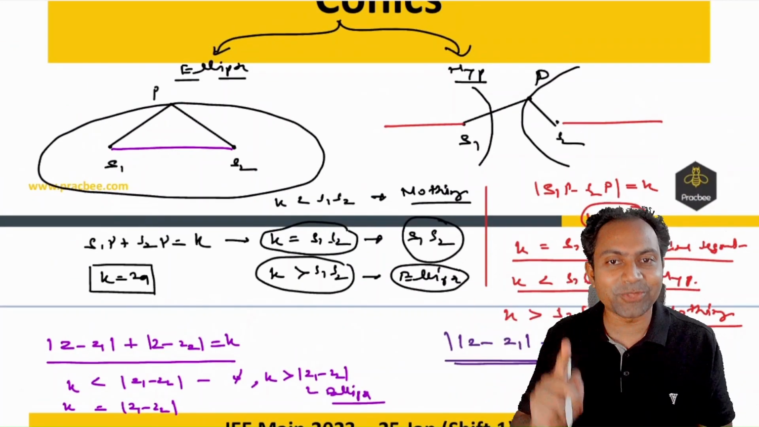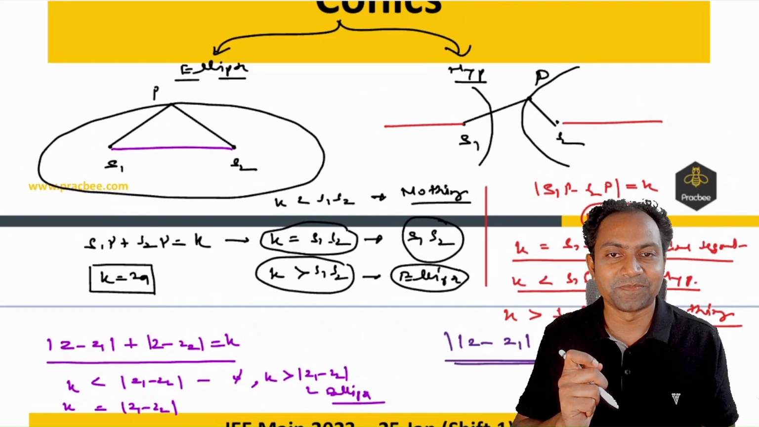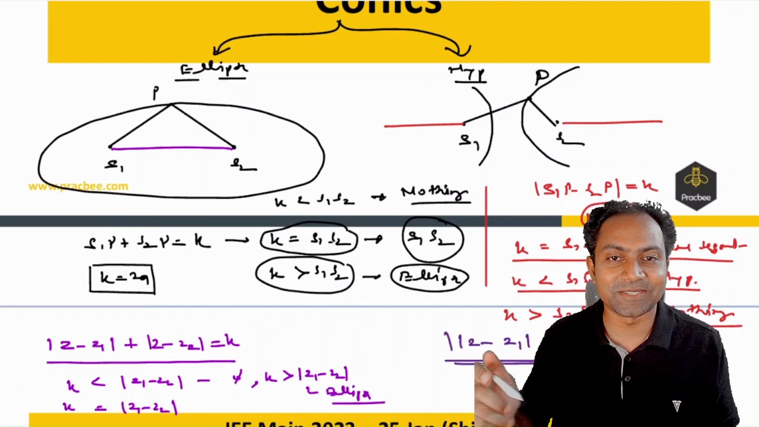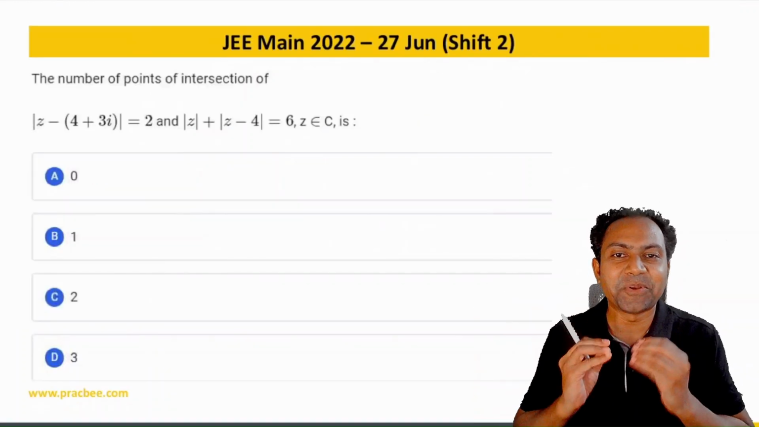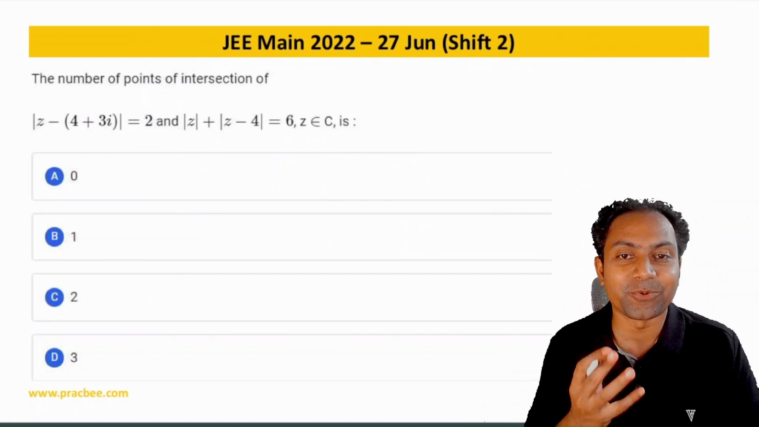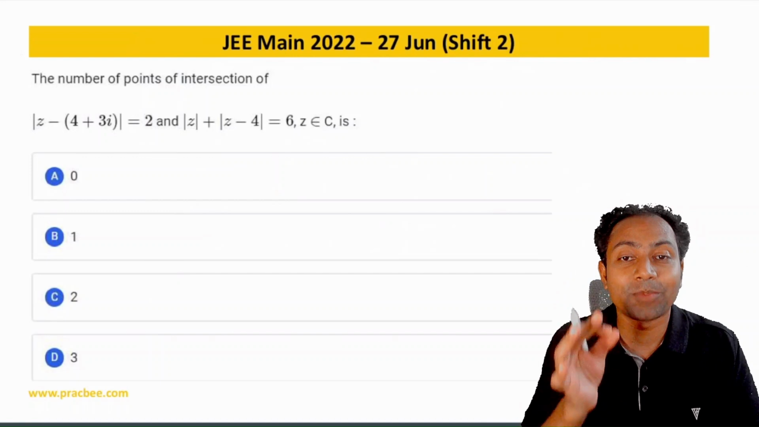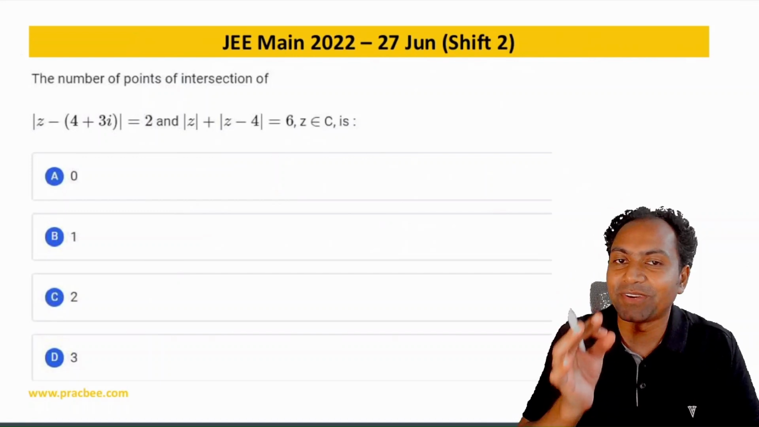This is not a question of complex numbers. This is essentially a question of conic sections properties. Now let us see what kind of questions JEE has asked on these ideas. If I look into this first question that came in 2022, what you will realize is all you need to do in this question is identify the conics, identify the basic geometrical figures, draw them on a normal coordinate plane and check how many points of intersection are there.